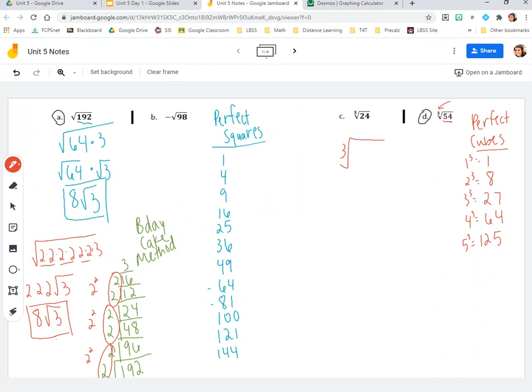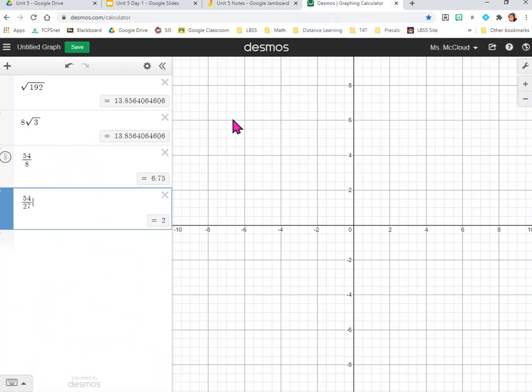So I can rewrite this as the cube root of 27 times 2. That simplifies as the cube root of 27 times the cube root of 2. And the cube root of 27 is just 3. So this is our final answer: 3 times the cube root of 2. And again, you can check that on Desmos or any other calculator.